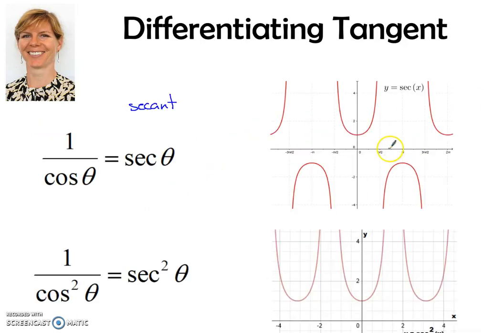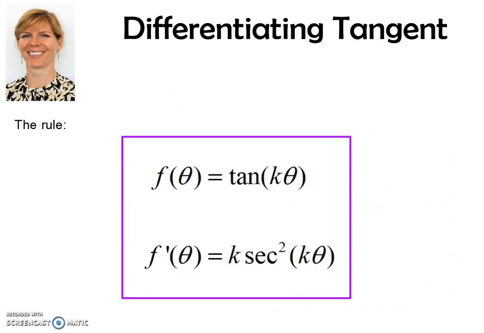Okay, the way we can sort of fix that is by squaring it, because obviously if you square it, then all your values are going to be positive. So if we square this, so we have 1 on cos squared theta is sec squared theta, then we get all positive values. Now that looks like what we had when we were plotting a gradient on the tangent curve. Okay, so the rule there is that if you've got f of theta is tan k theta, then the derivative is going to be k sec squared, don't forget the squared, k theta.